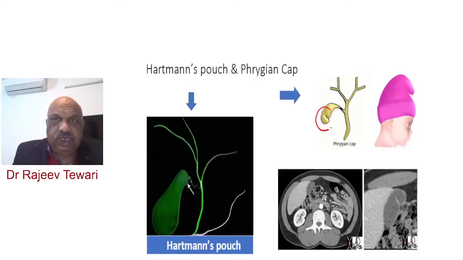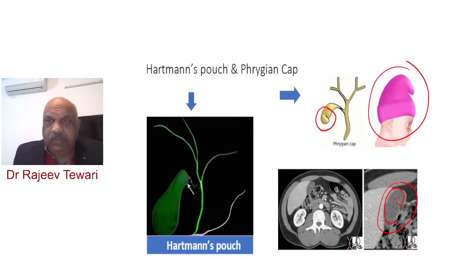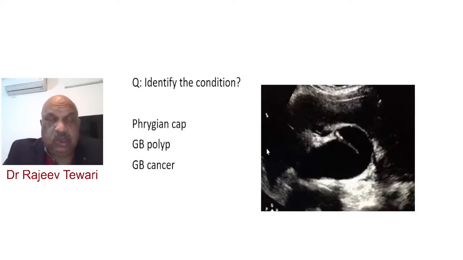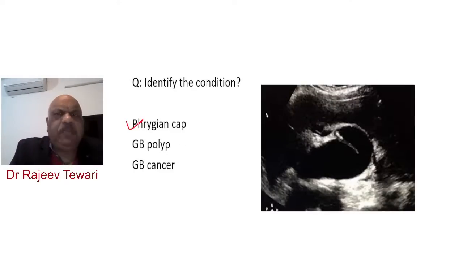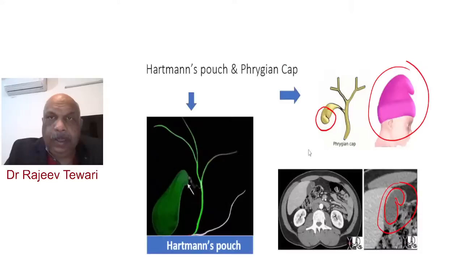This is the Phrygian cap. It is called a Phrygian cap because it is similar to a Phrygian cap. So this is the image here of the Phrygian cap. So one question again, radiology and surgery overlap: Phrygian cap of the gallbladder, and it's not pathological, it's just shaped like this. So rather than the gallbladder having a shape like this, it is having a shape like this. This is called Phrygian cap.